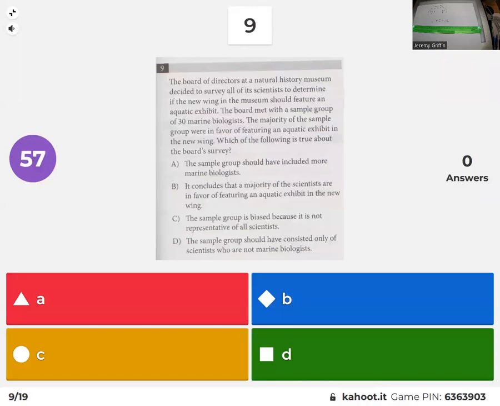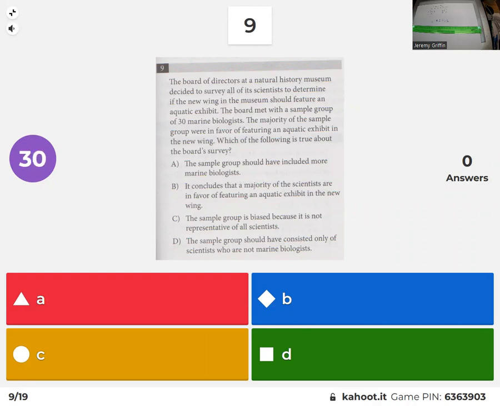Board of directors at a natural history museum decided to survey all its scientists to determine if the new wing of the museum should feature an aquatic exhibit. The board met with a sample group of 30 marine biologists. The majority of that sample group were in favor of featuring an aquatic exhibit in the new wing. Which of the following is true about the board survey?